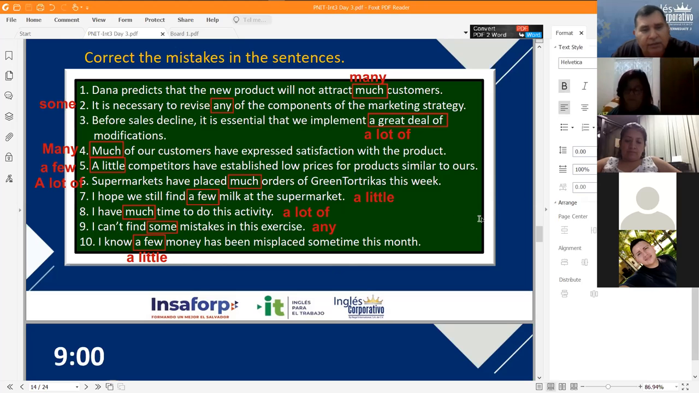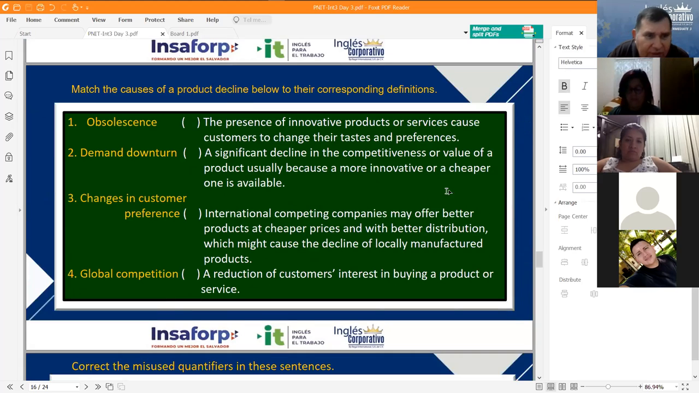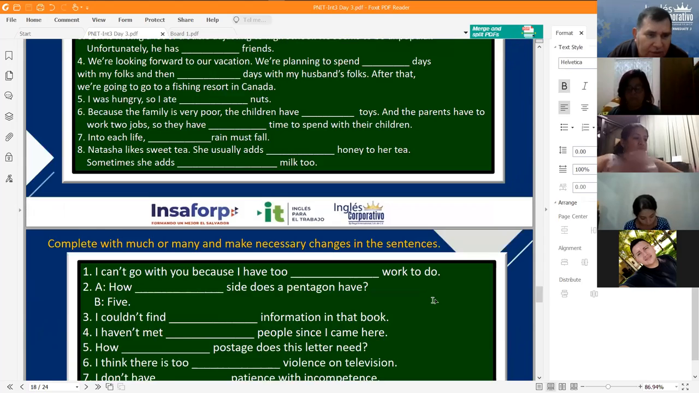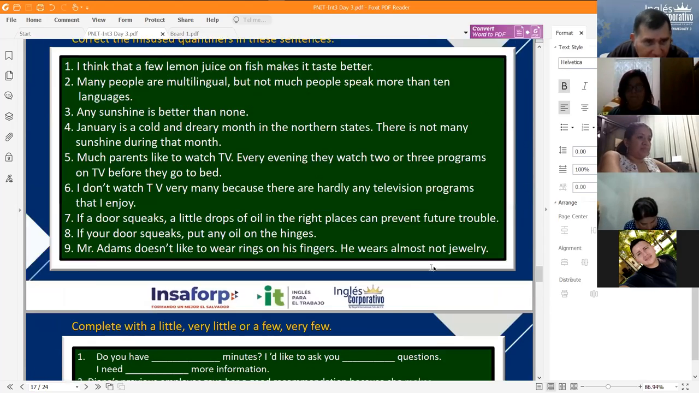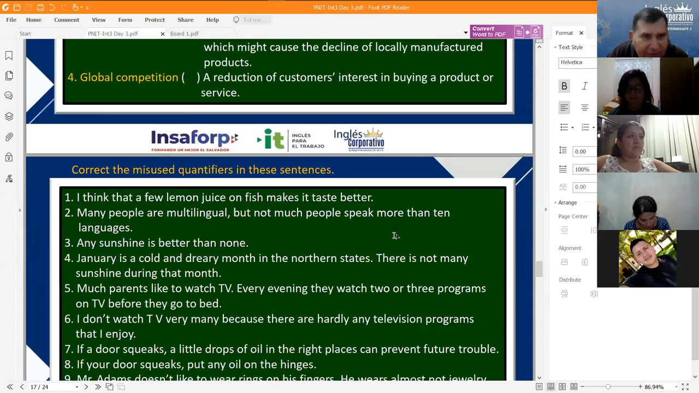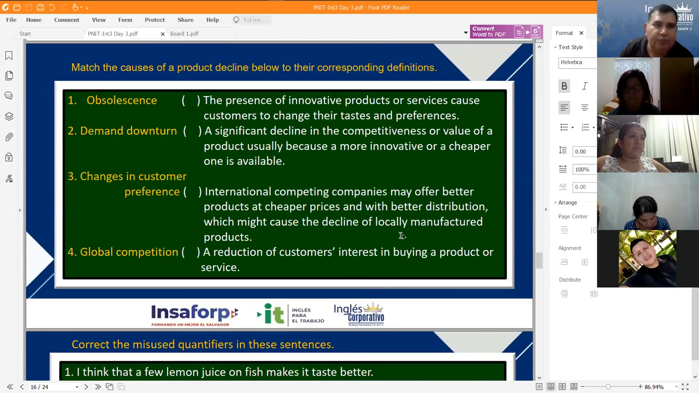Excellent. Very good. What's the idea behind this exercise? That you identify the mistakes because you know what the correct use is. Excellent. Now let's get to the task. This is the practice. There were three exercises they're going to be doing in the group. You're going to be correcting this. We're going to do it together again, but let's do this one.